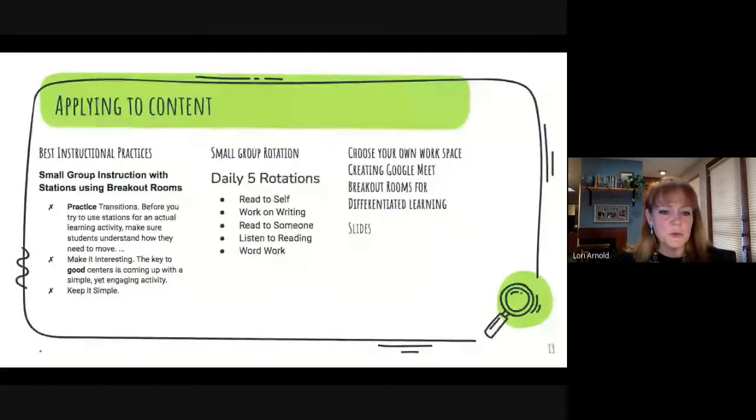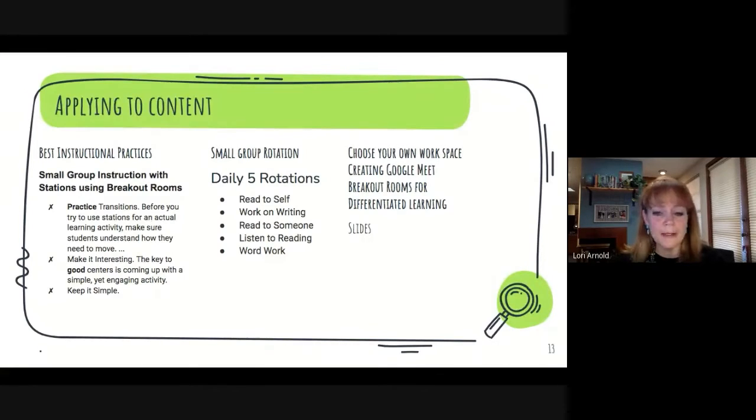It can also work for your Daily 5 rotations. If you guys are used to using the Daily 5 type of format with your instruction, you can use breakout rooms for that as well. And you can also use this for differentiation. We have made a couple slides at the end of the presentation that we're not going to specifically go over with you all today, but it gives you an idea that you can set up different rooms for different purposes. So you can have a room where students can come just to ask you for help.